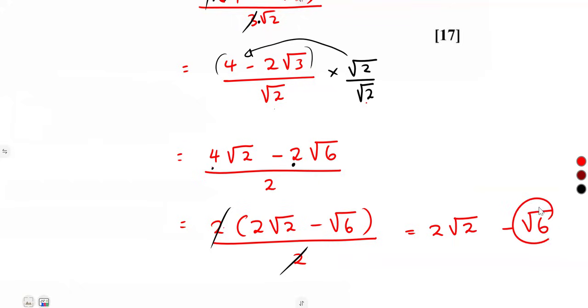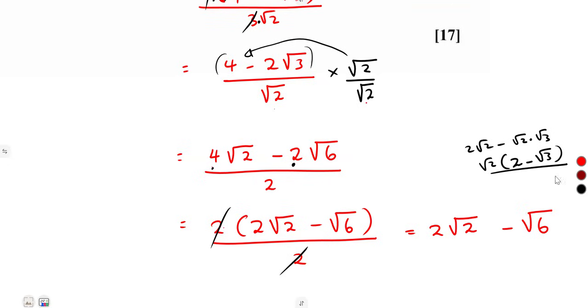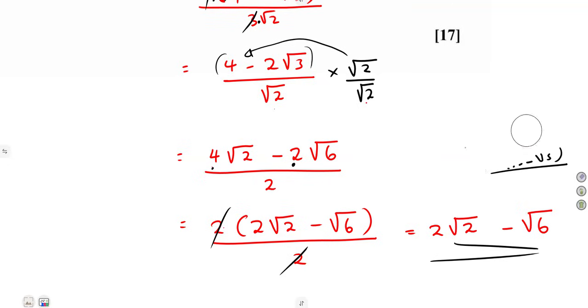Yes, you can further expand this and factor out. It will be something like this: square root of 2 times the square root of 3. Then you can factor out square root of 2, so it's going to be 2 minus square root of 3. Yes, you can have it that way, or you can just leave your answer like this.